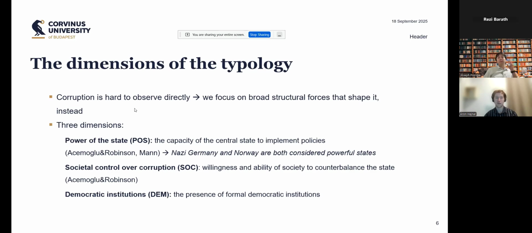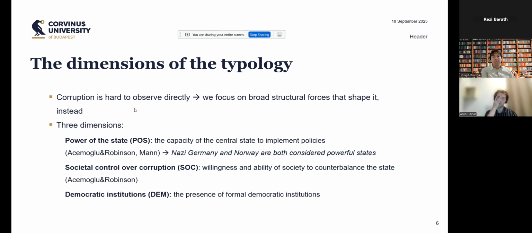We had 3 dimensions in the typology. The first is the power of the state, which refers to the capacity of the central state to implement policies. I will show that all 3 dimensions are very important factors in shaping corruption, and how they interact with one another also has a great role in shaping emergent corruption patterns. So the first one is the capacity of the central state to implement policies.